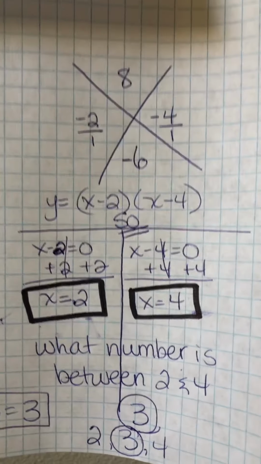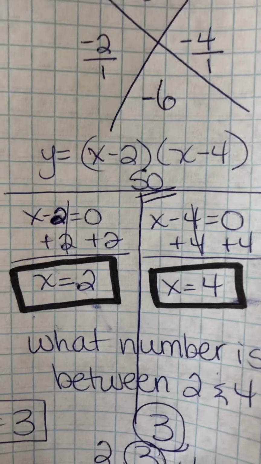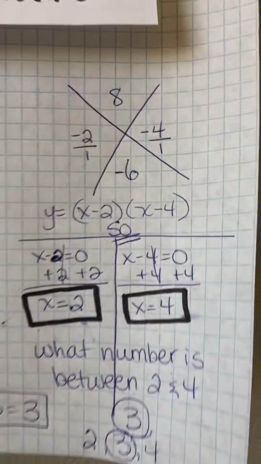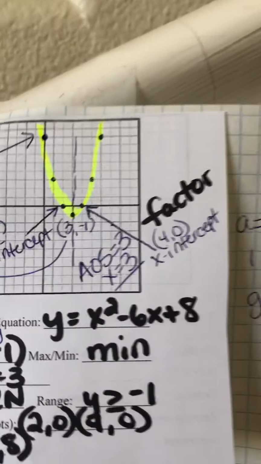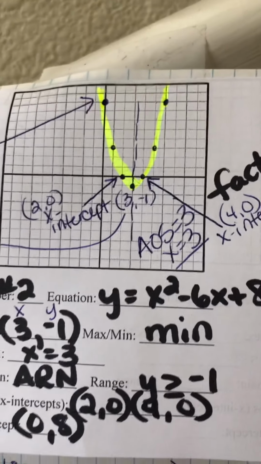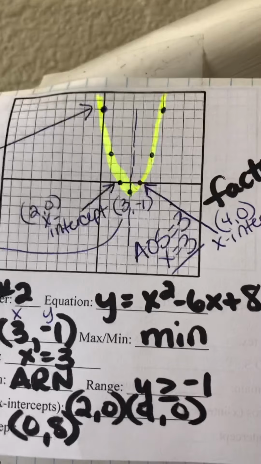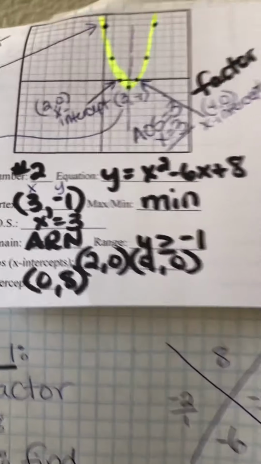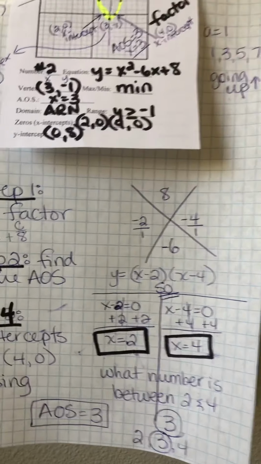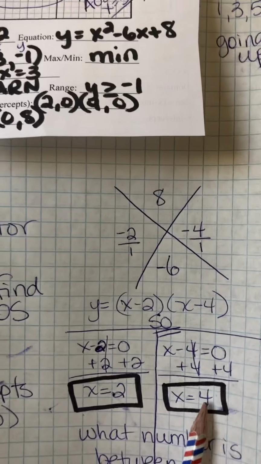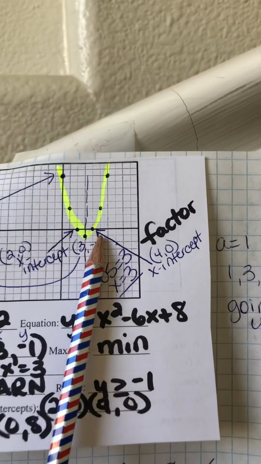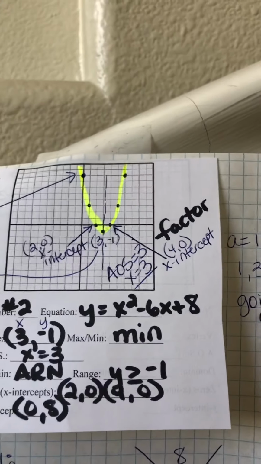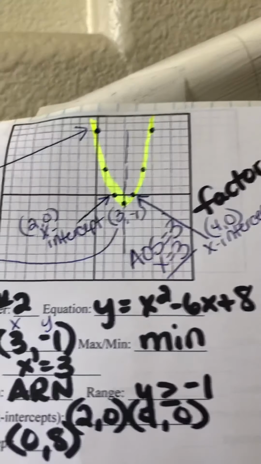What number is between 2 and 4? We know if we go 2, 3, 4, 3 is in the center. So we have an axis of symmetry of 3, just like we did in problem number 1. Just worked out that way. We also know that our x-intercepts are 2 and 4. So we have them right there on the x-axis, 2 and 0, and 4 and 0.